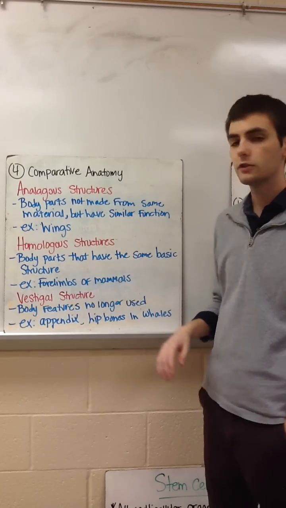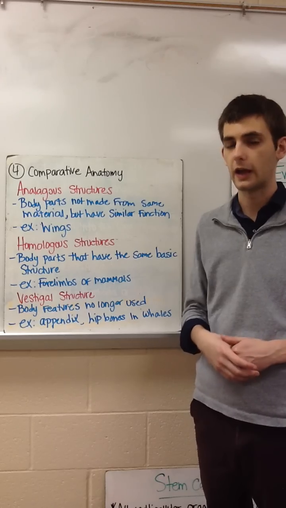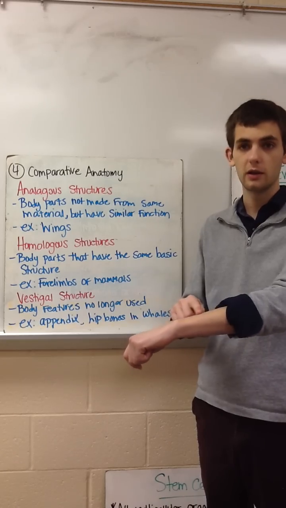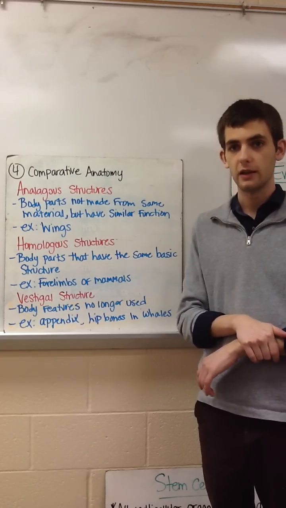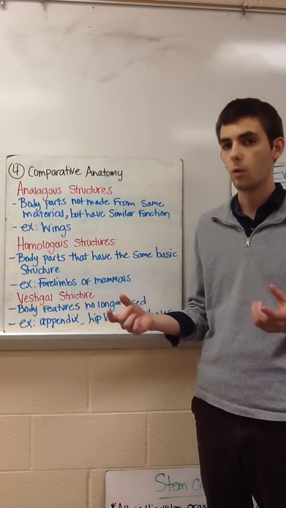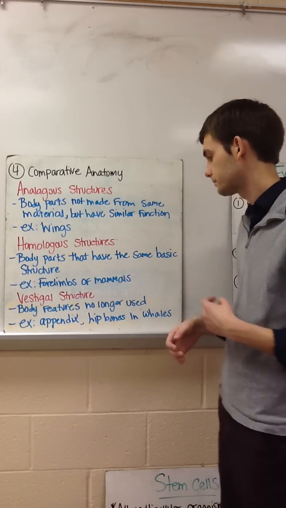Homologous structures, these are structures that have the same basic structure regardless of what organism you're looking at. So for example, if you compare the forelimbs of a human compared to a bat, we have all of the same bones present. There might just be a difference in the size of the bones or even the shape of the bones, but they're all still the same bone.